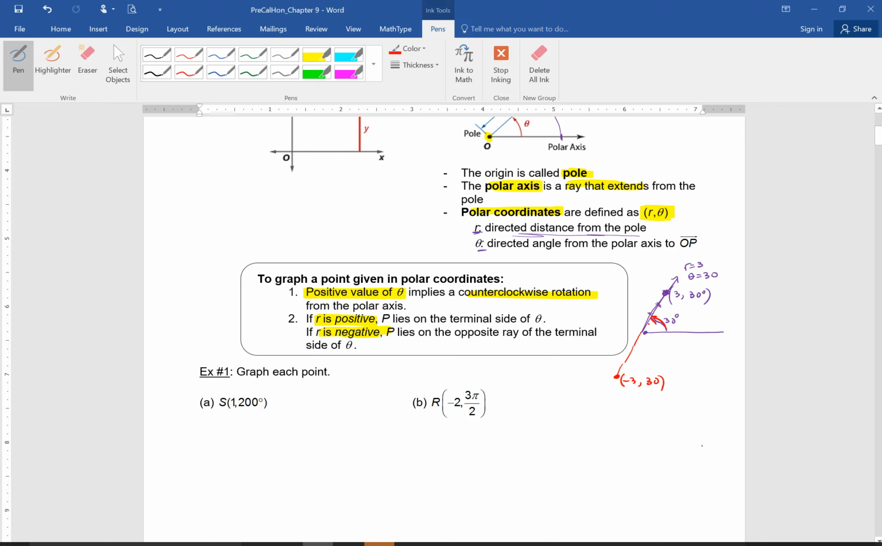Okay? Do you remember what opposite rays were? This is a ray, and guess what? If you go in the opposite direction, then you've got an opposite ray. Okay, so these are opposite rays.